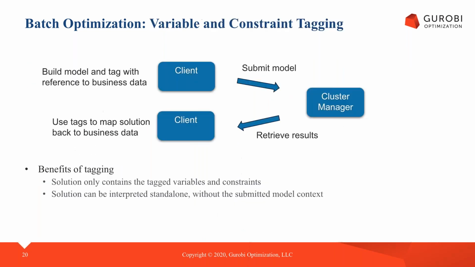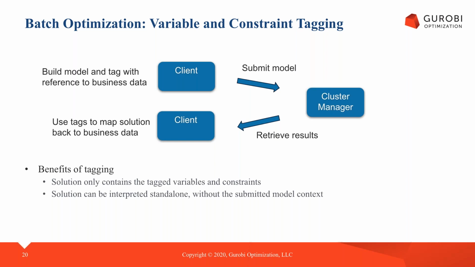Building a model for batch optimization is a little bit different from building a model with interactive optimization. In addition to building the model, you also need to tag your variables and constraints. This is because only the variables and constraints that are tagged will be exported in the solution. So it's a way to filter what you want to export.